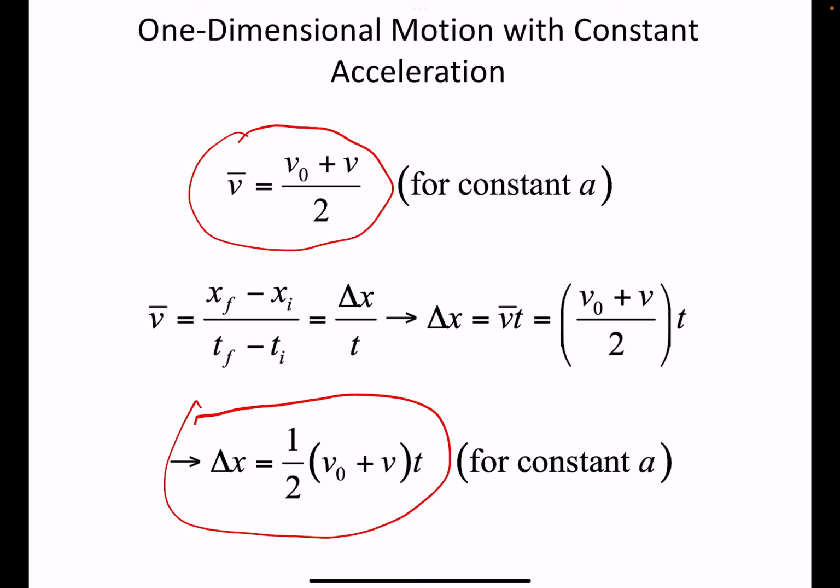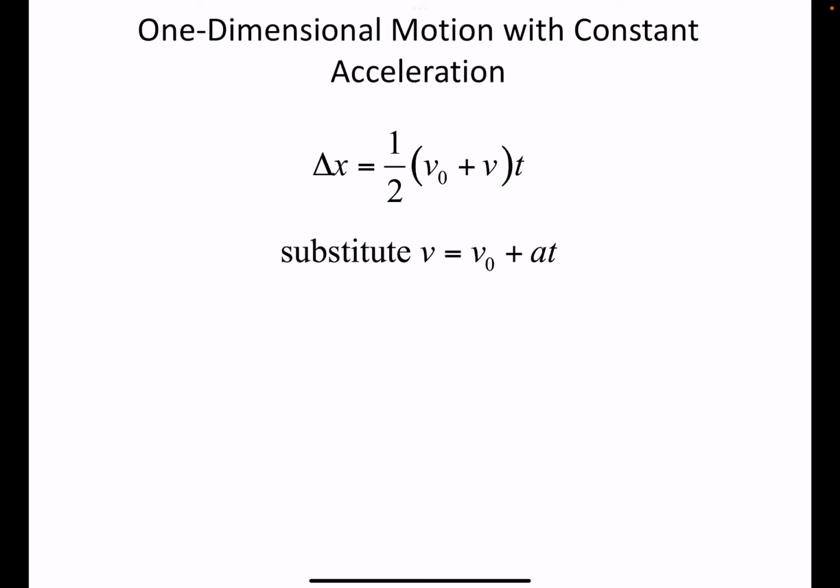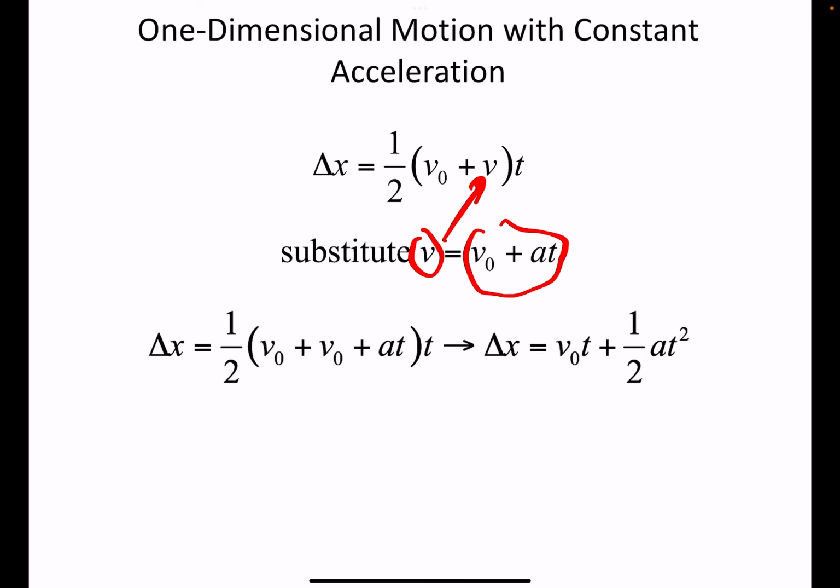We can make a substitution in our result for displacement using our equation for v. We get our second kinematic equation. So if we substitute v with the right-hand side, put it all together, we get another kinematic equation.